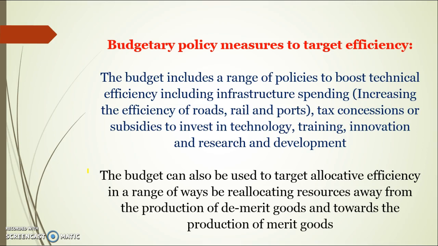The budget can also be used to target allocative efficiency. So they can target technical efficiency through those different measures, including infrastructure spending, spending on training, spending on new technology, or they can target allocative efficiency by trying to reallocate resources away from areas that are undesirable for society, like demerit goods, and towards the production of merit goods or goods that are less harmful for society. So the budget can be used to target allocative efficiency by reallocating resources away from the production of demerit goods, which are bad for society's living standards, and into the production of merit goods, and we'll talk about what that means in a second.